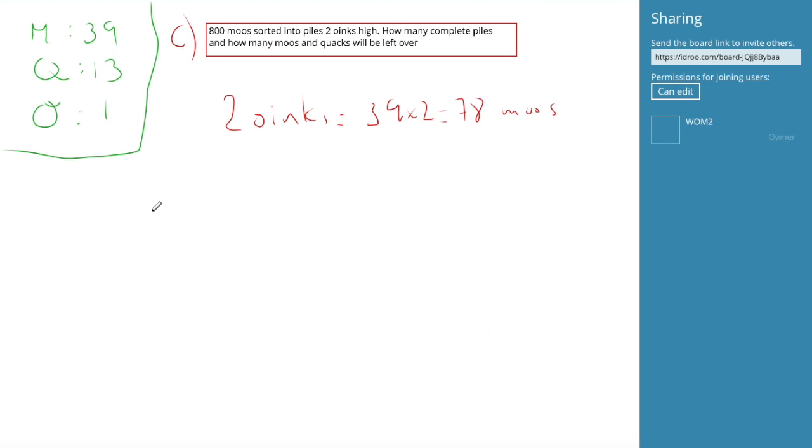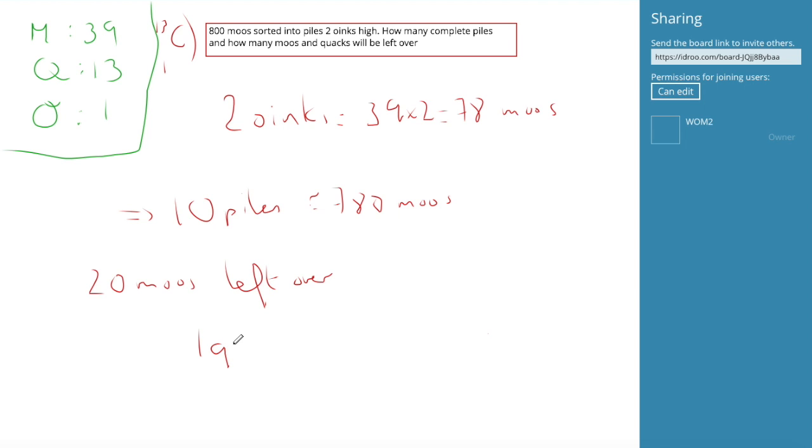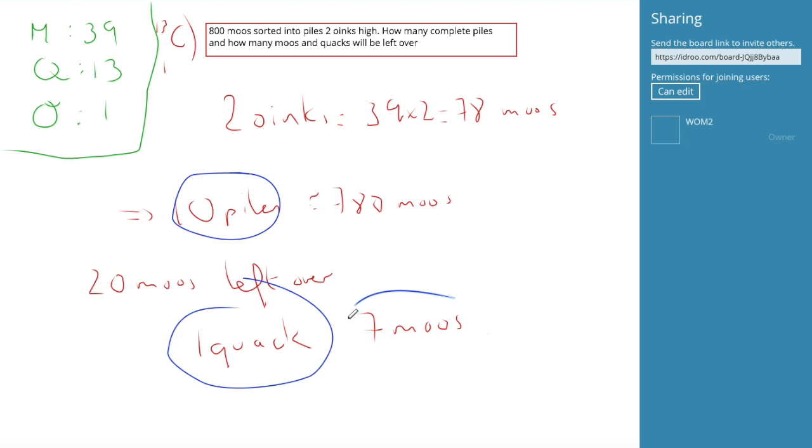The numbers are quite convenient. 78 times 10 is 780, so I know I will have 10 piles, which will account for 780 of the moos. And be careful here because you have 20 moos left over and you need to convert them to quacks and moos. We know that 39 moos was 13 quacks, or that one quack was 13 moos from our original relationship, which means that this will give us one quack with 7 moos left over. So the answer would be 10 piles, 1 quack, and 7 moos left over.